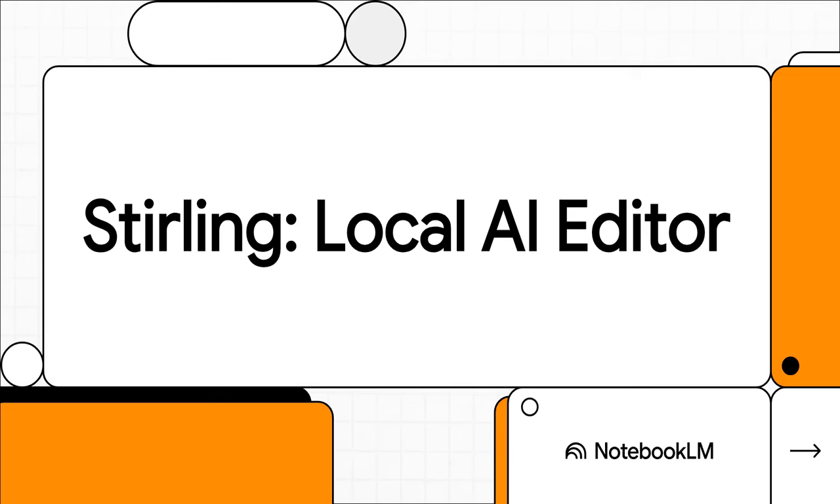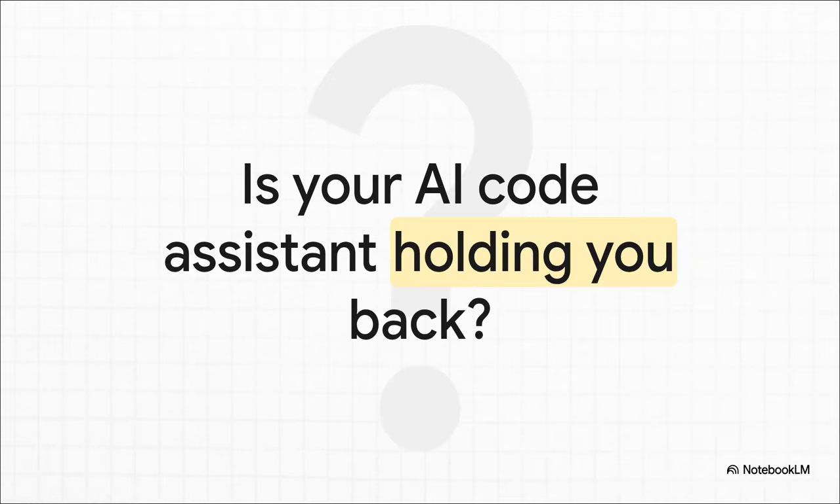All right, today we're diving into a tool that's really starting to shake things up in the developer world. If you're using AI to help you code, well, there's a new challenger on the block, and it's promising more speed, way more privacy, and get this, zero subscription fees. It's called Stirling.